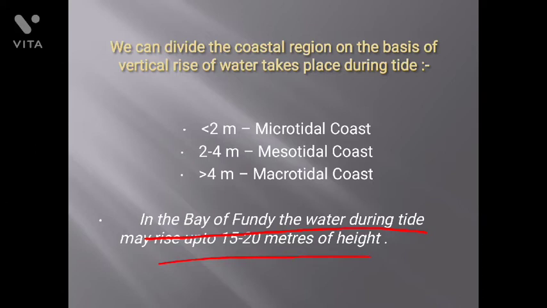We can divide the coastal region on the basis of the vertical rise of water that takes place during the tide. If the vertical rise of water during tide is up to 2 meters, then the coast is called microtidal coast. If the vertical rise is between 2 to 4 meters, then it is called mesotidal coast. And if the vertical rise of water is greater than 4 meters, then it is called macrotidal coast.